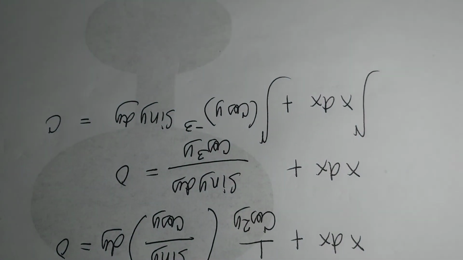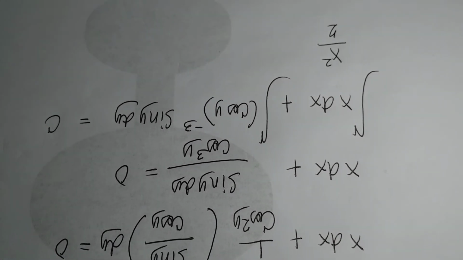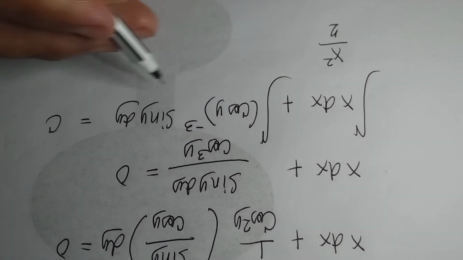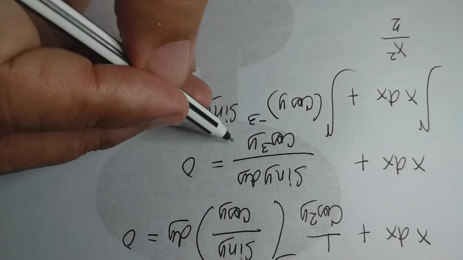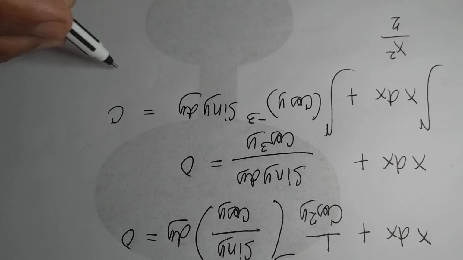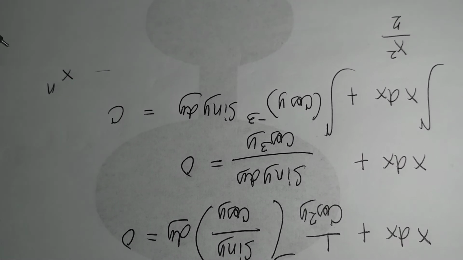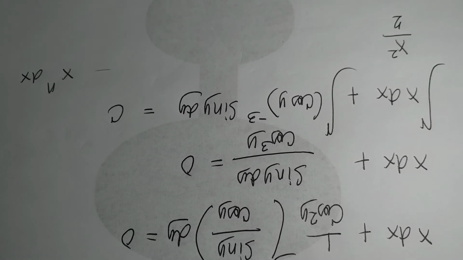So the integral of x dx is x squared over 2. Now, let us have cosine y to the negative 3, which is actually the same as cosine cube y in the denominator, times sine y dy. So this is now in the form of x to the n dx, which is n times x raised to n minus 1.